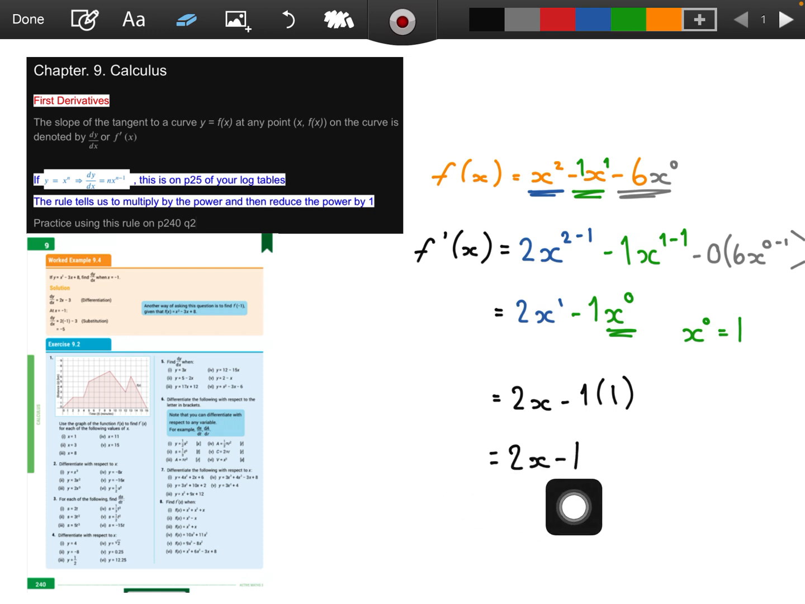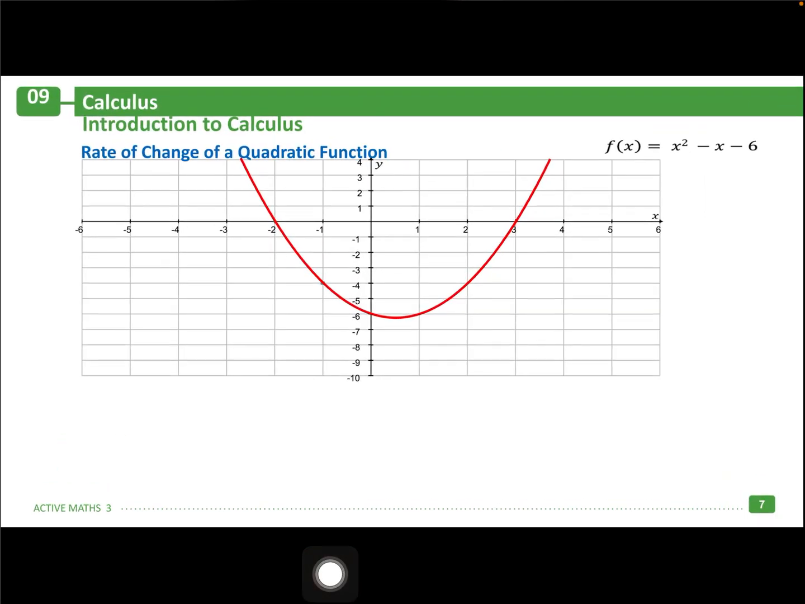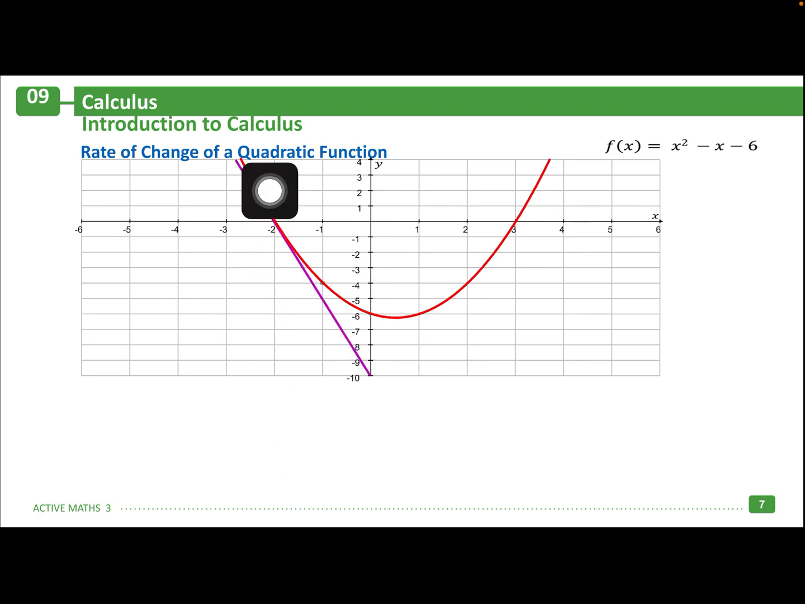Now, depending on where we are in the graph, we're going to get a different value for the tangent. So why is this going to happen? Well, my x value is going to change. So let's look at the tangent here when x is minus 2.